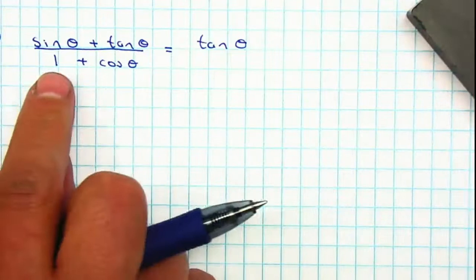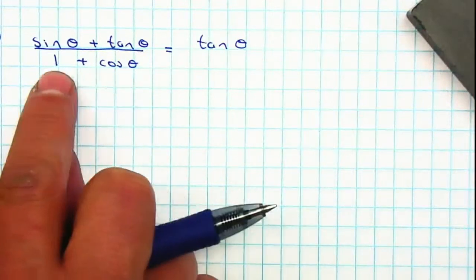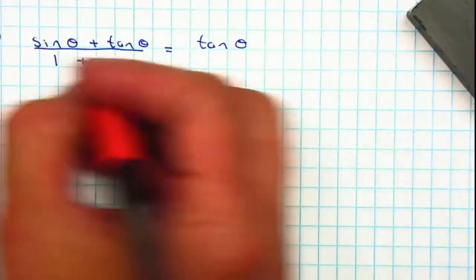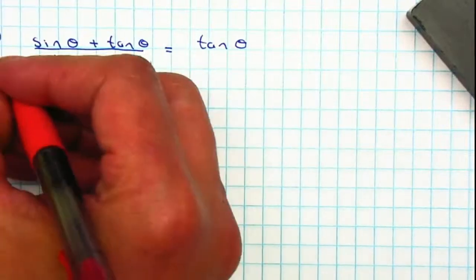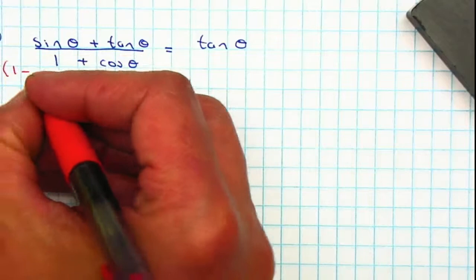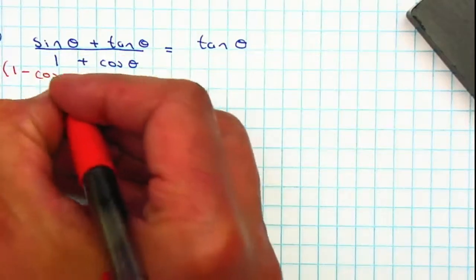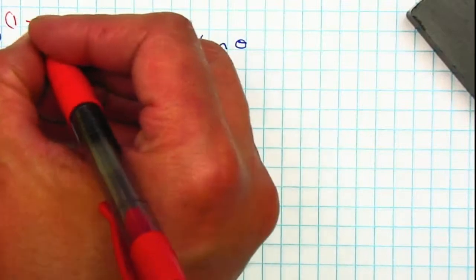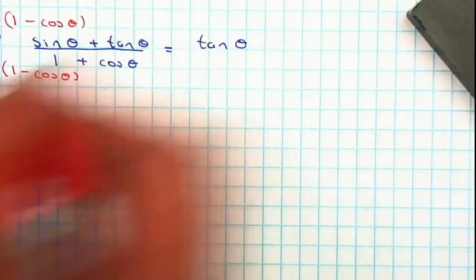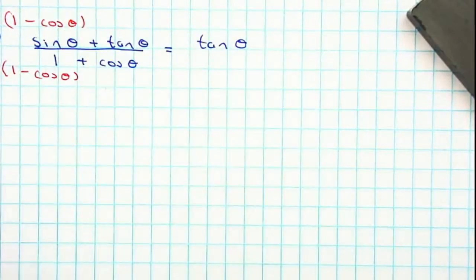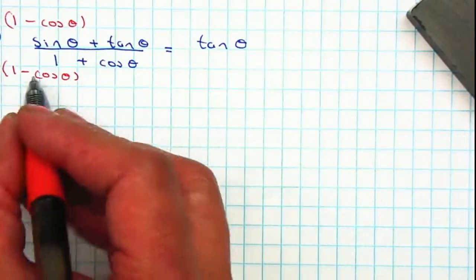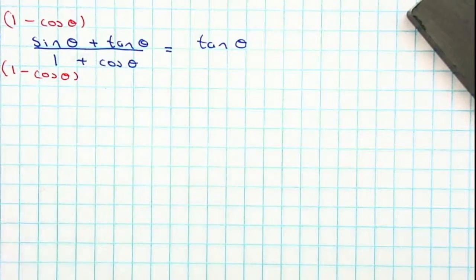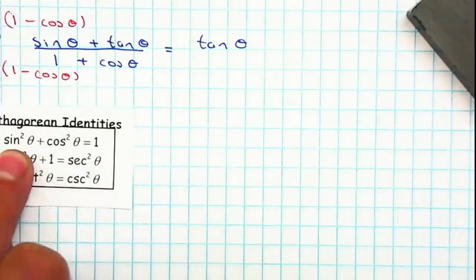So whenever we have a 1 plus cosine, most likely we're going to have to multiply by the conjugate, which will be 1 minus cosine theta. And we're going to do the same thing on the numerator to make sure that we keep the fraction equivalent. Because once we simplify the denominator, that's the difference of two squares, so it'll be 1 minus cosine squared theta. And we're going to be able to substitute it with sine squared theta.